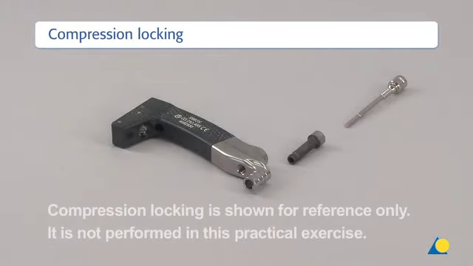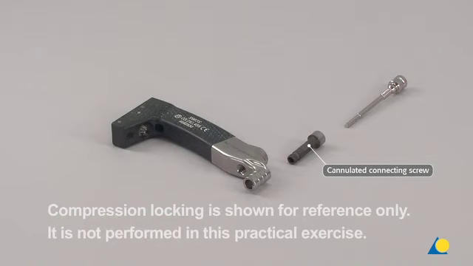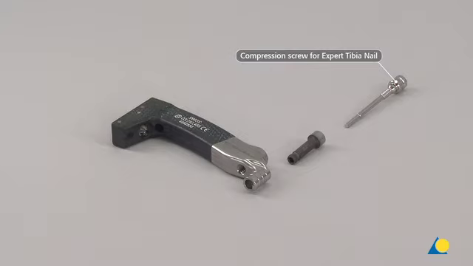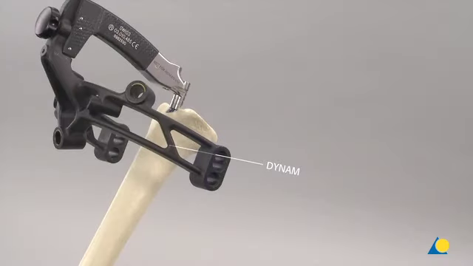Dynamic compression locking requires the use of the connecting screw, cannulated, and the compression screw for Expert Tibial Nail. Dynamic compression locking can be used in situations of diastasis where primary compression or secondary controlled dynamization of the fracture gap is needed after nail insertion and can be accomplished without removing the insertion instruments. Compression locking allows for a maximum compression of 7 mm. If more compression of the fracture gap is needed, the conventional backslap technique is recommended.